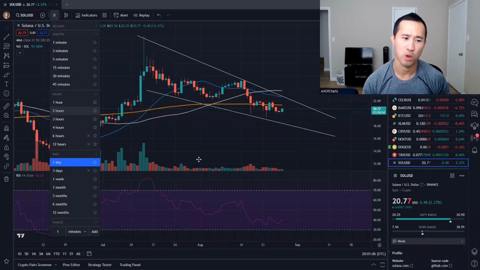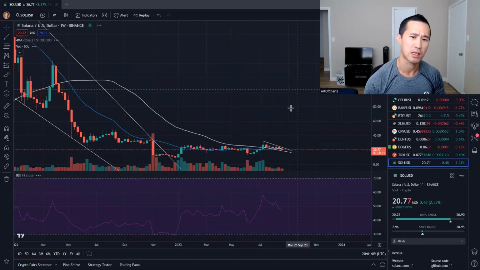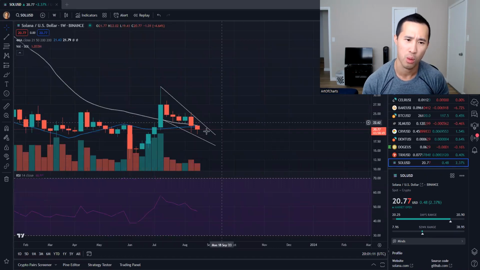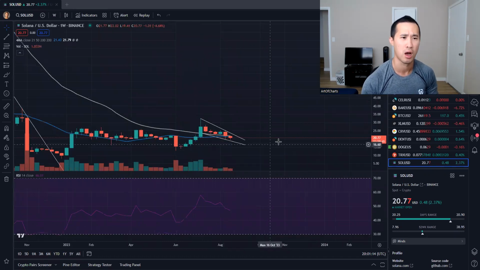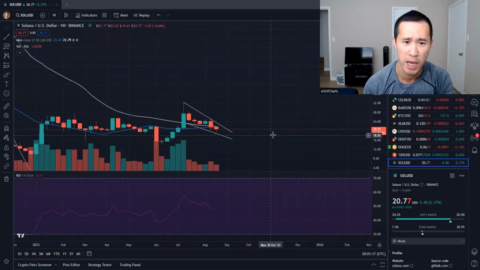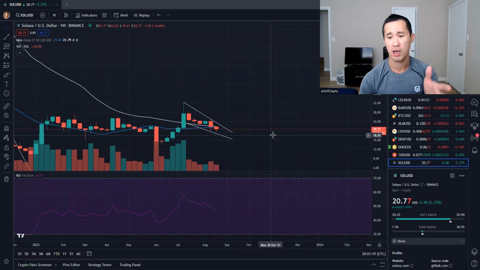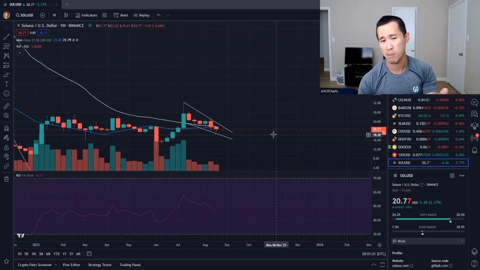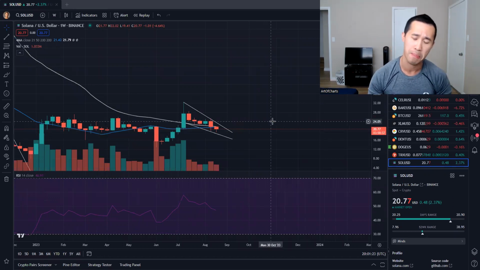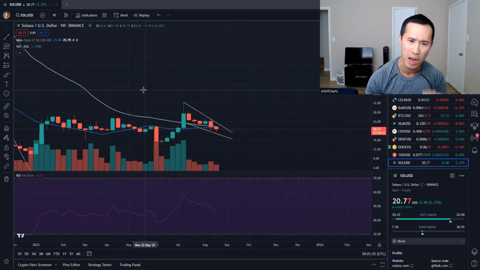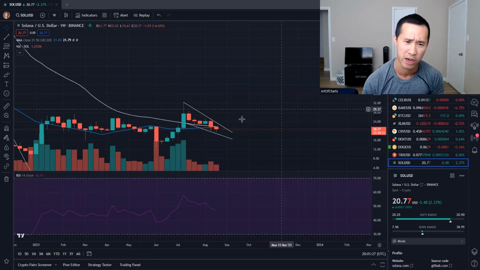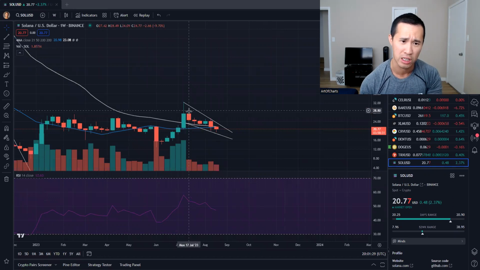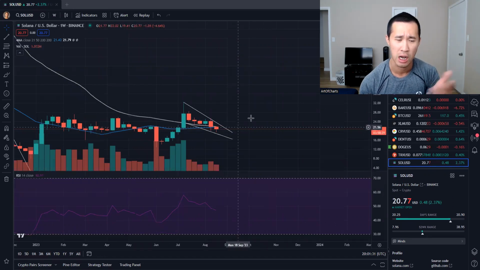I'm going to start off with the weekly time frame because I think that is the biggest time frame here where I am seeing a falling wedge pattern, right? So this falling wedge pattern here usually results in a bullish breakout, right? So it still has not yet broken out of this pattern yet. It's been running in this downtrend for the past couple of weeks.